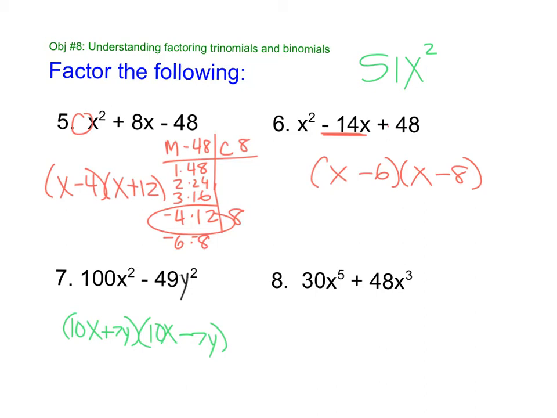All right, and then last one, x is everywhere, GCF. So we have 30 and 48. I think that's a 6. And then the smaller x, x to the third. Divide, and you get 5x squared plus 8.